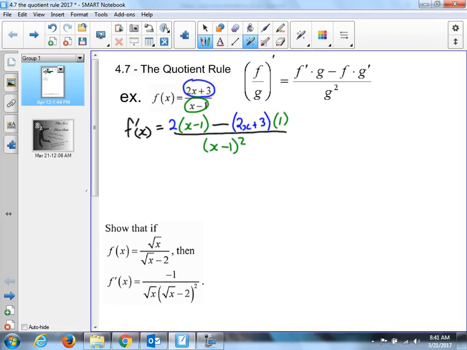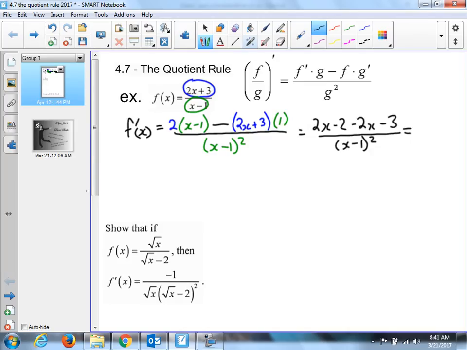If we wanted to, this one isn't bad. I mean, it's just arithmetic after this. Generally, as a rule, never multiply out the denominator. Okay? It's a waste of time, usually. Because to simplify things, usually you want it factored. Here, though, blue 2 times x minus 1, so that's 2x minus 2. Subtracting 2x. Subtract 3.